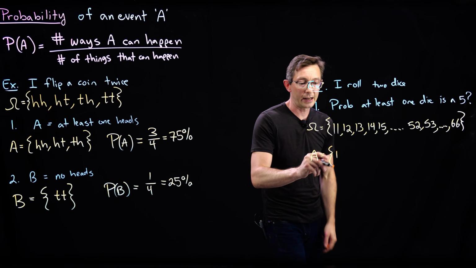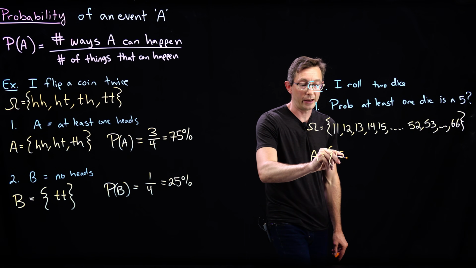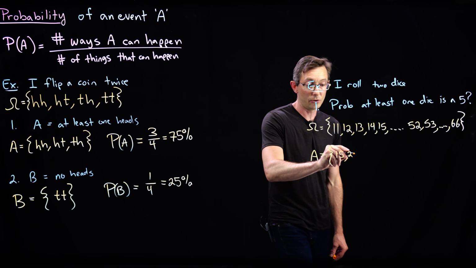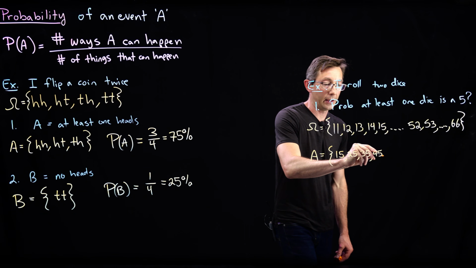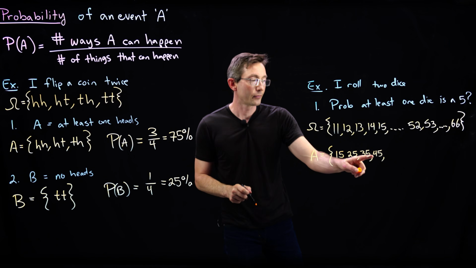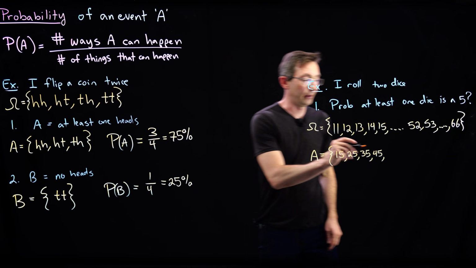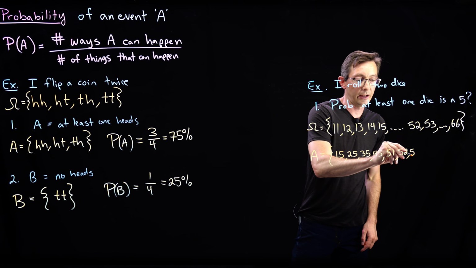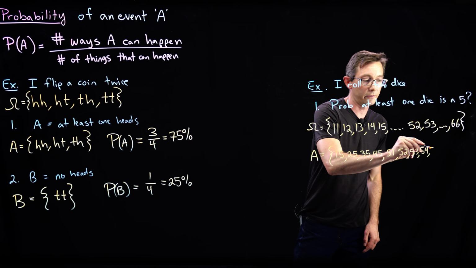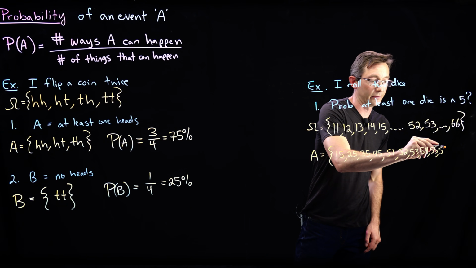Okay, so if the first die is a 1, the second die has to be a 5. If the first die is a 2, the second die has to be a 5. 3, 5, 4, 5. Here's where it gets interesting. If the first die is a 5, the second die can be anything. 5, 1, 5, 2, 5, 3, 5, 4, 5, 5, 5, 6.